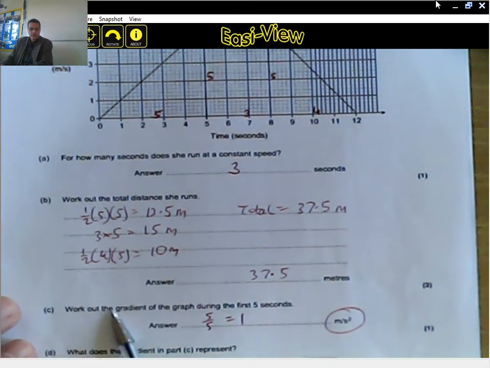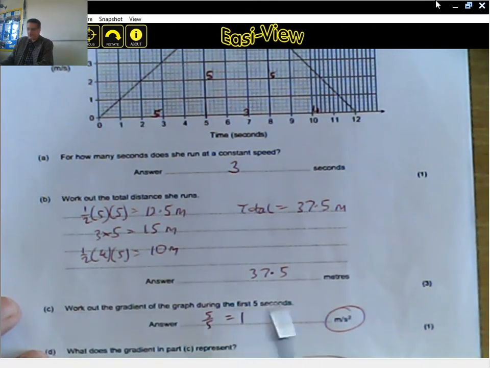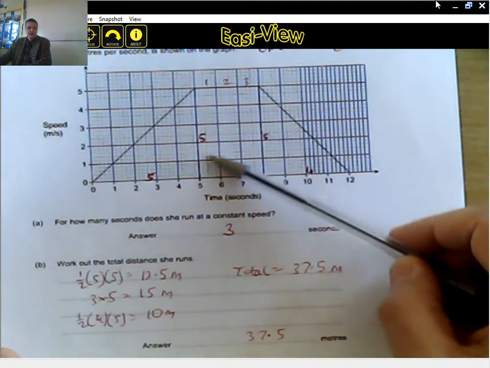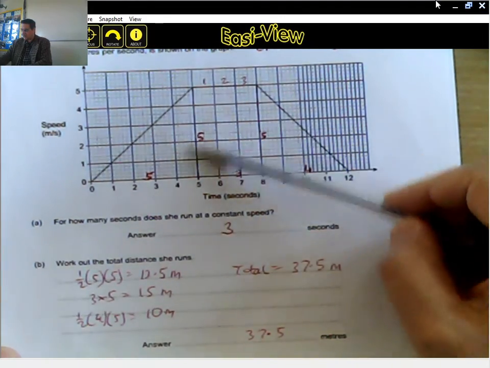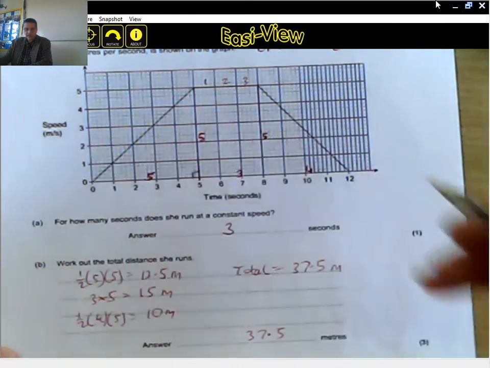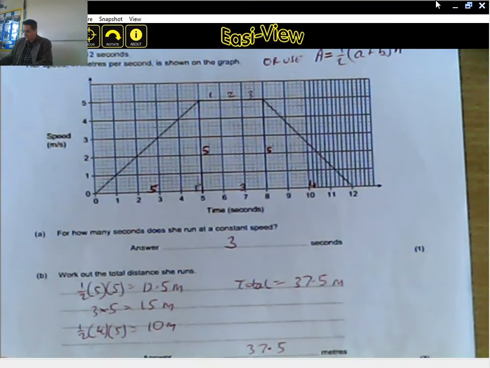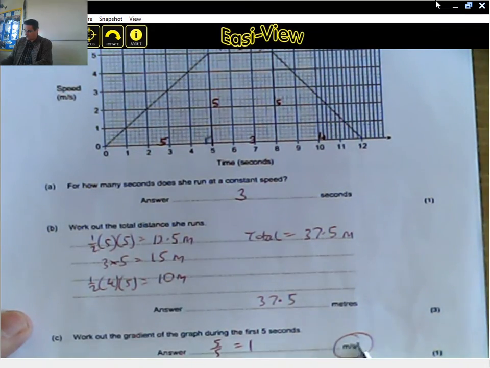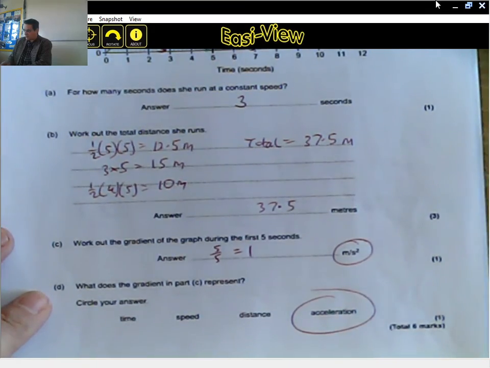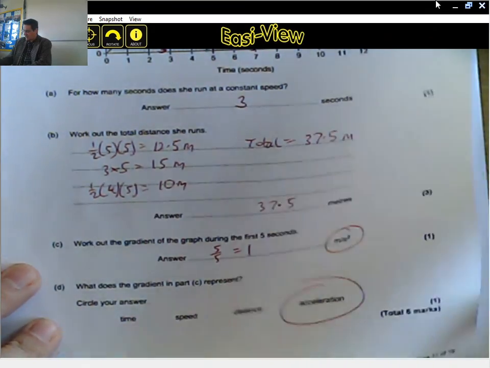Work out the gradient of the graph during the first 5 seconds. Well, here's the first 5 seconds there, and she's gone 5 meters per second. So 5 divided by 5, that's how you do a gradient. A lovely little right angle triangle there. 5 divided by 5 is 1, so we've got 1 meter per second squared. What does it represent? It's her acceleration over the first 5 seconds. And I think that's it.